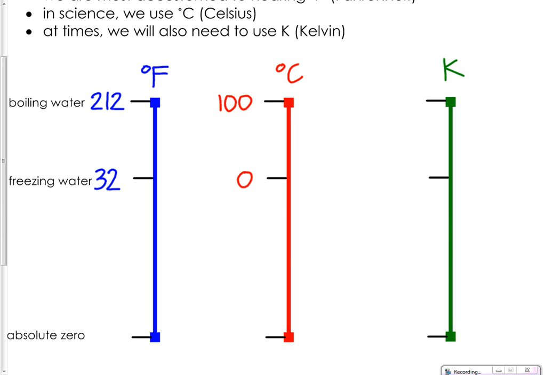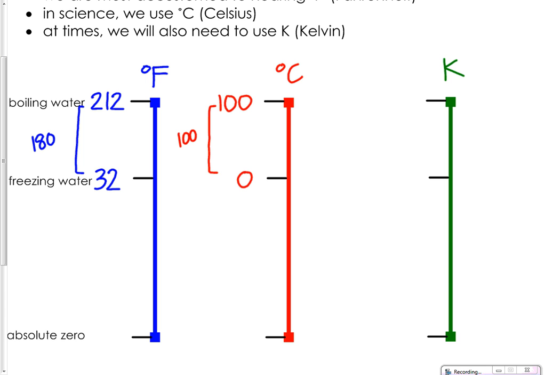So if you notice, if you were to take the difference between the 212 and the 32, you'd have 180 degrees between freezing and boiling. But on the Celsius side, the difference is obviously only 100 degrees. And what that's trying to tell you is that a degree Celsius is actually a bigger degree than a degree Fahrenheit. They are not the same.